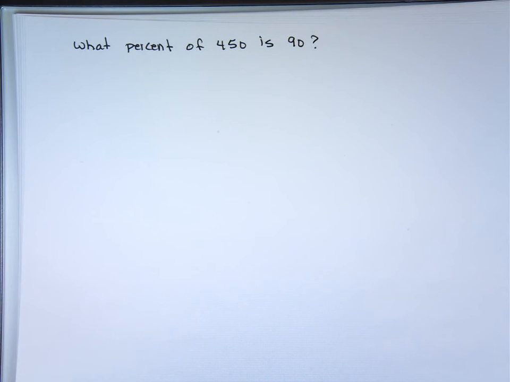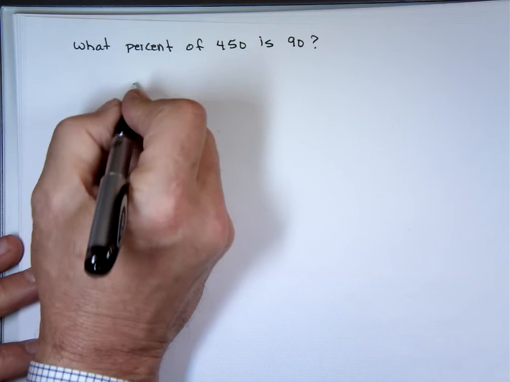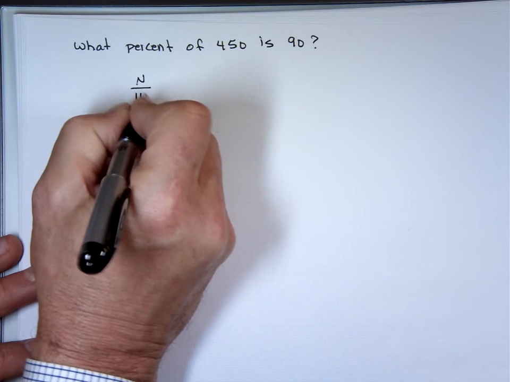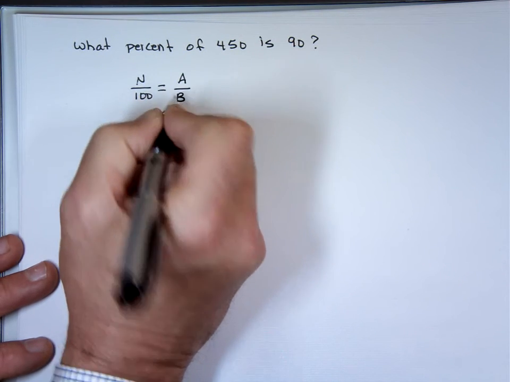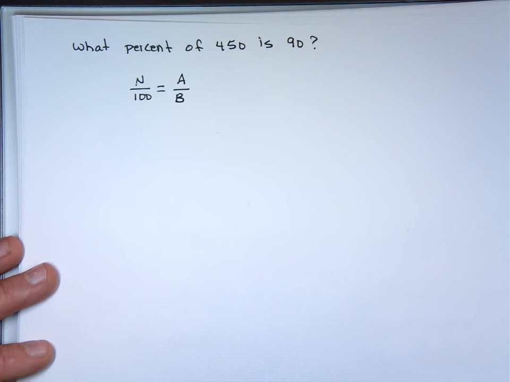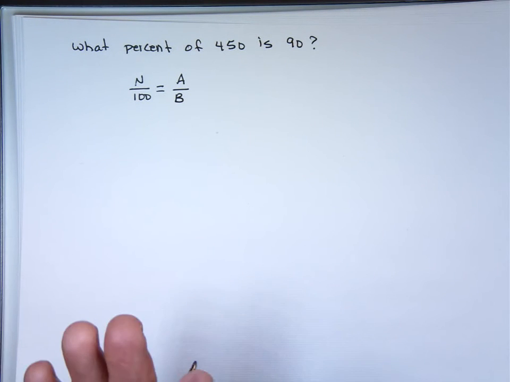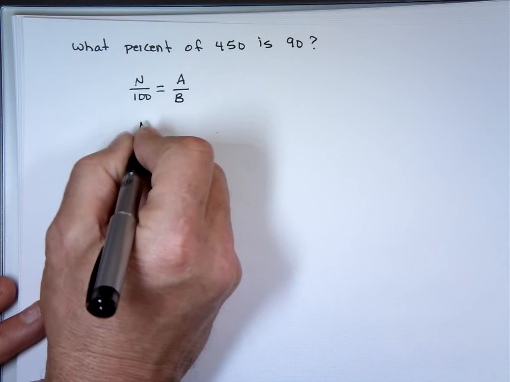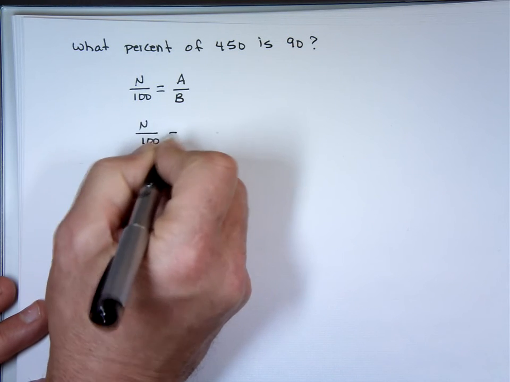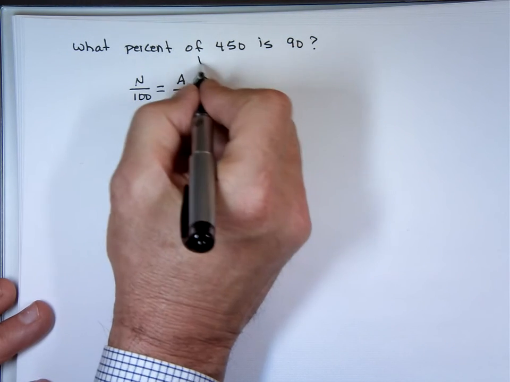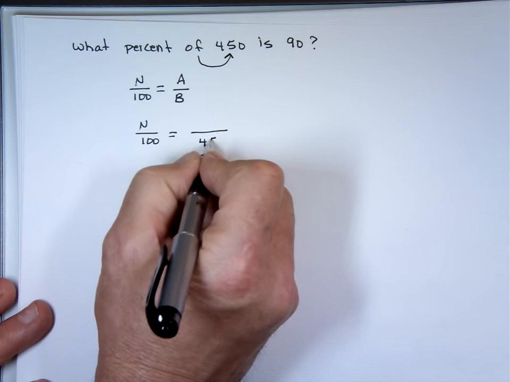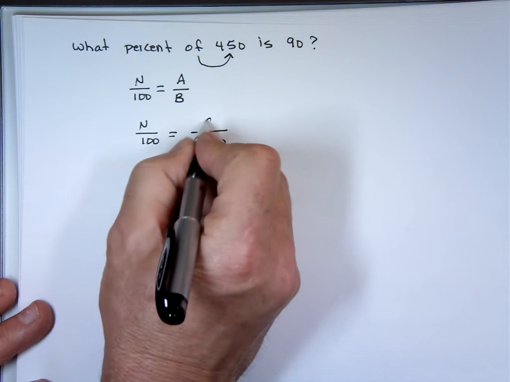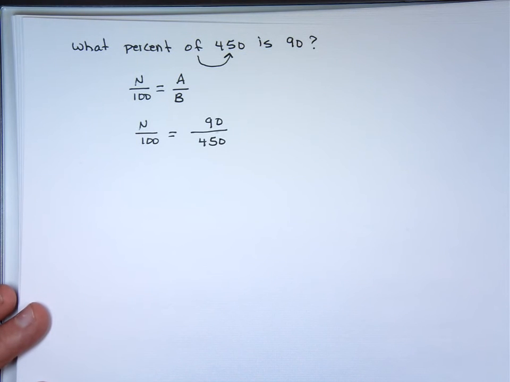What percent? If I use this one, n to 100 is the same as the amount to the base. N is always the percent. Do we know the percent? No, we're looking for it. Look for the word "of", and what comes after "of" is always your base. So the base is 450. That leaves the amount to be what? 90. Process of elimination.